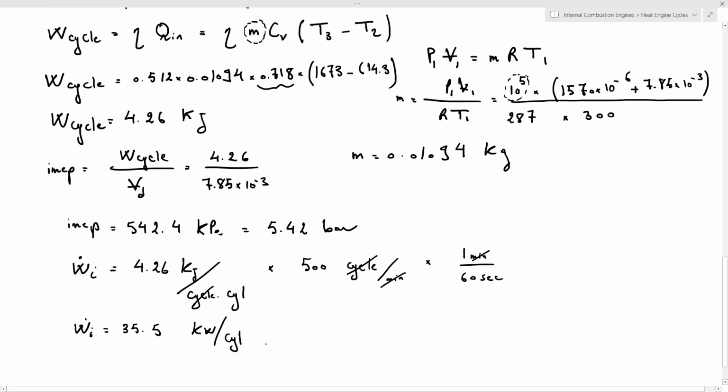And of course, if we have multi-cylinder engines, we need to multiply by the total number of cylinders in order to obtain the total indicated power produced by all the cylinders in the engine.